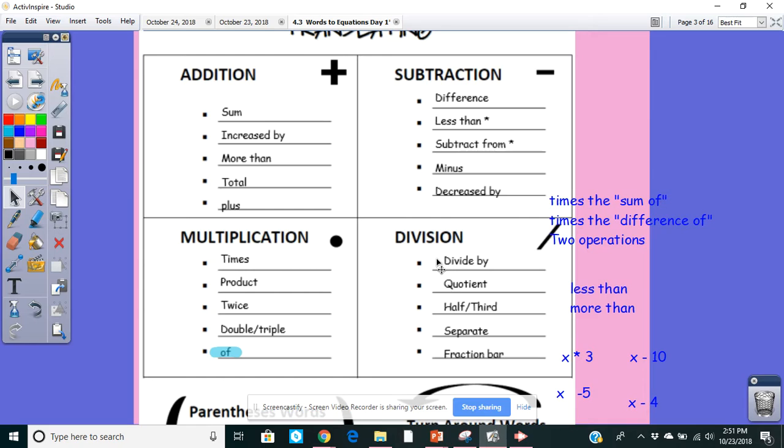For division, they're going to use the words divide by, quotient, a half, or a third. If it's a half, you're going to divide by 2. If it's a third, you're going to divide by 3. Also the words separate or fraction bar. Other words: if you're going to split something up into smaller groups, anytime they're grouping things, taking a large whole and breaking it down into small groups, those are good keywords too.